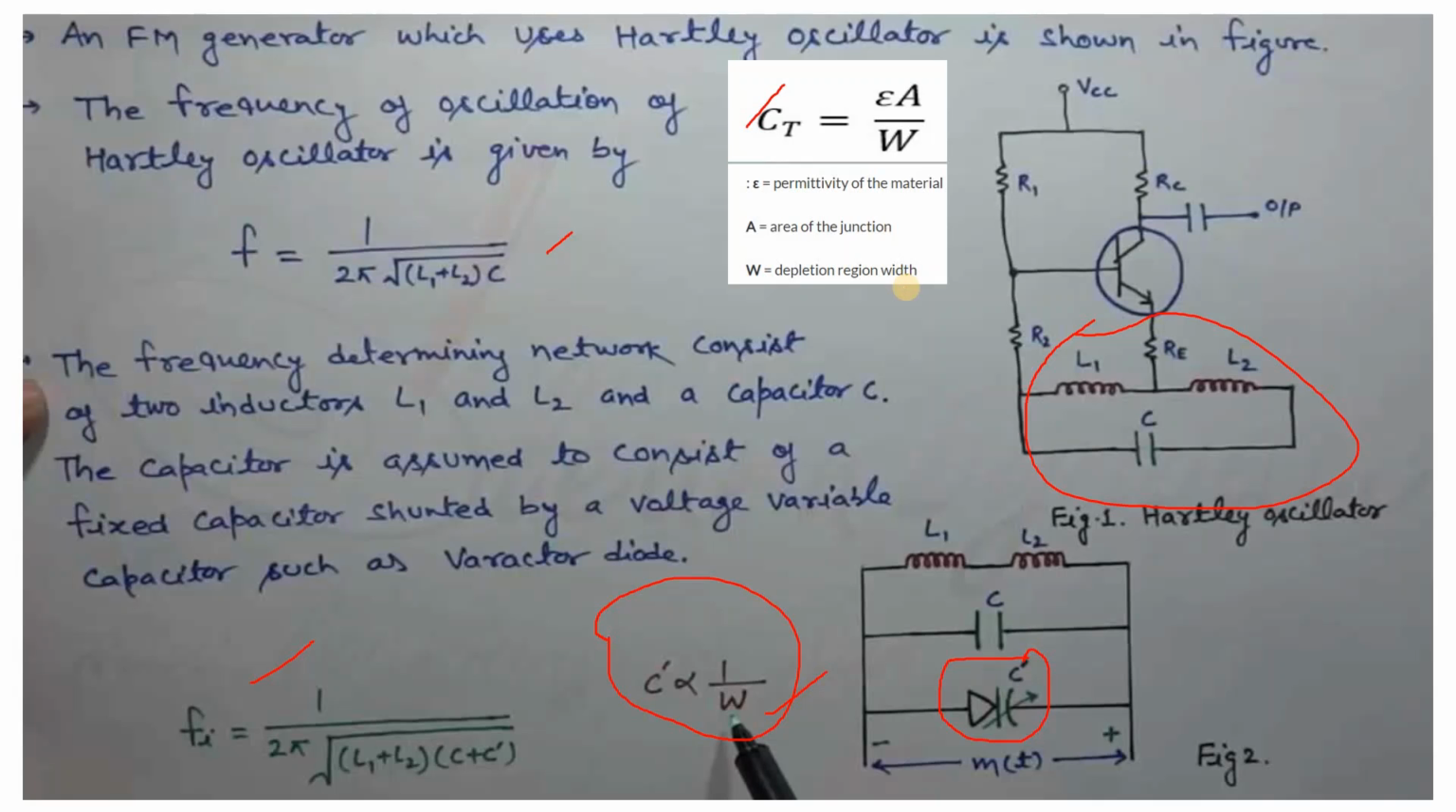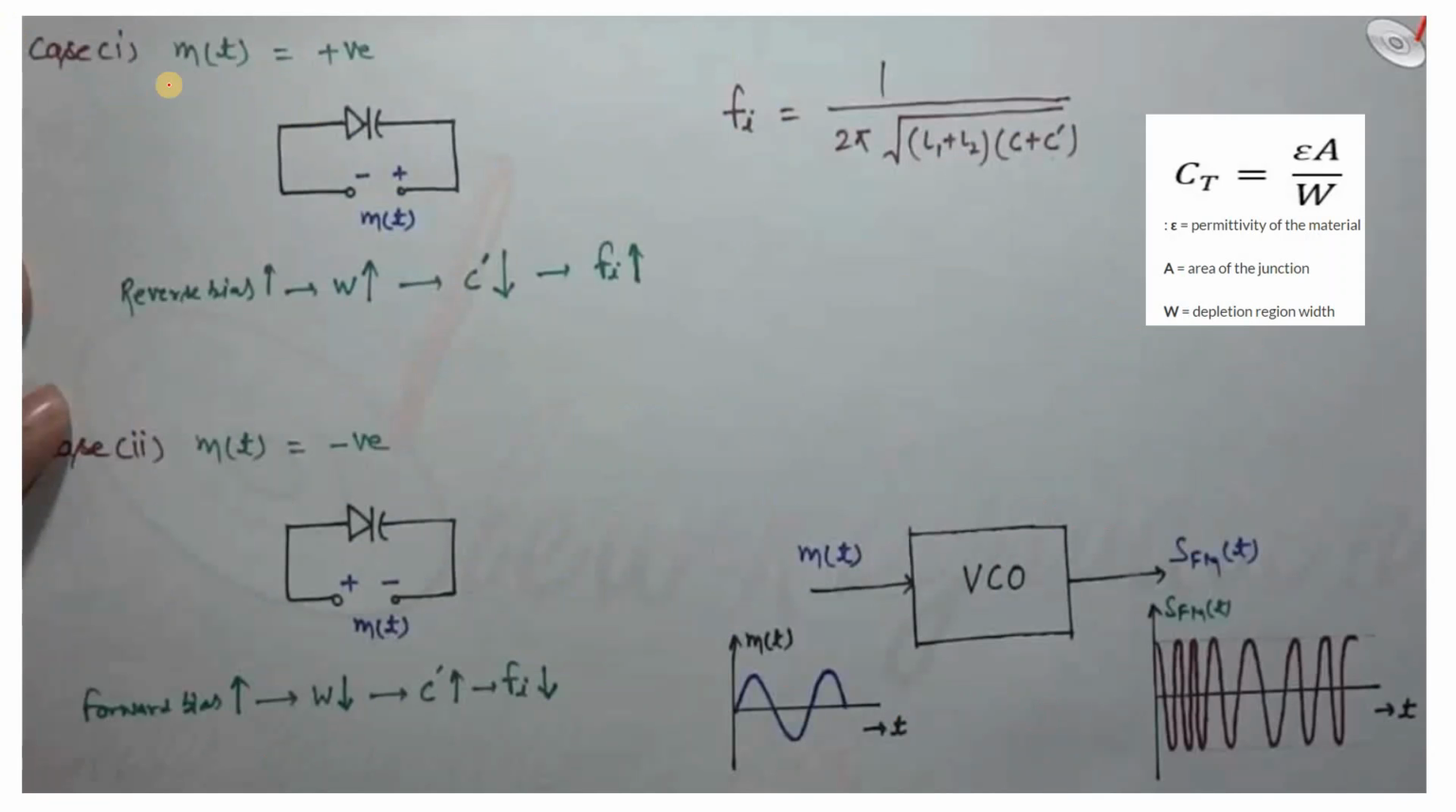Let's look at this one. In case 1, let me consider m of t is a positive voltage. When m of t is a positive voltage, then the diode is reverse biased. Let me consider the diode is reverse biased, with m of t connected like this. Then the depletion layer increases. You know that when the depletion layer increases, the capacitance decreases. You see here, your capacitance is going to decrease. C dash is going to decrease according to your circuit diagram.